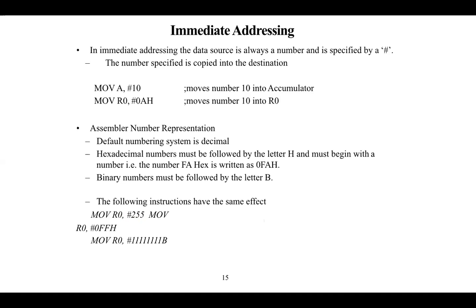The following instructions show some examples. MOV R0, #255. MOV R0, #0FFH. Then MOV R0, #81B means the number is given in binary form and stored in R0.